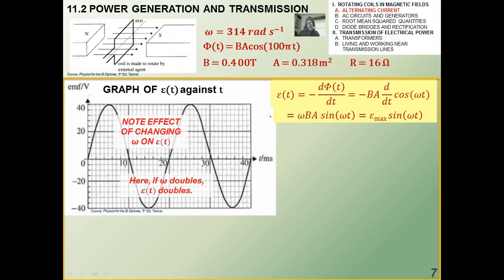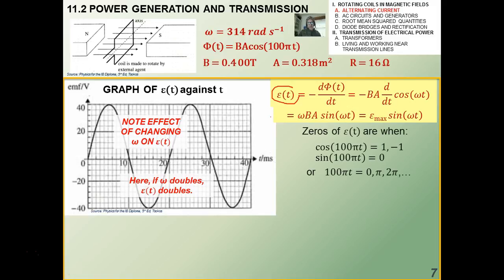Now, I want you to note, and you will be asked the classic IB question: what is the effect of changing the frequency on these quantities? So what's the effect of changing the frequency, or omega, on the induced EMF? Well, it turns out that if the frequency doubles, then of course omega doubles, because the frequency and omega are directly proportional, and because the induced EMF epsilon of t is proportional to omega, that would mean the induced EMF would also double. Or halved, or whatever. They're going to ask you all kinds of questions like that.